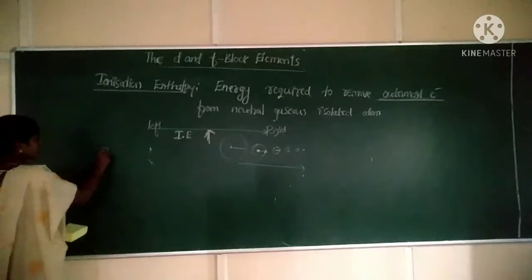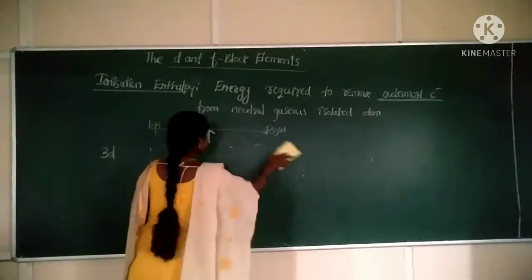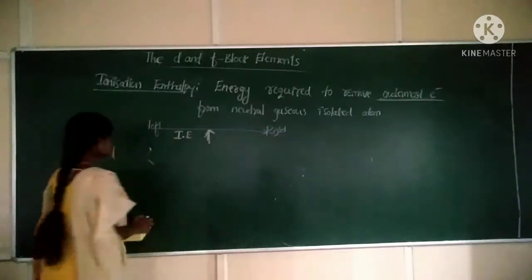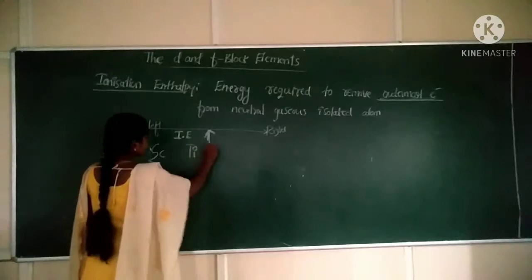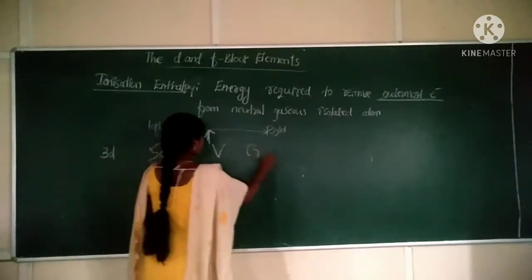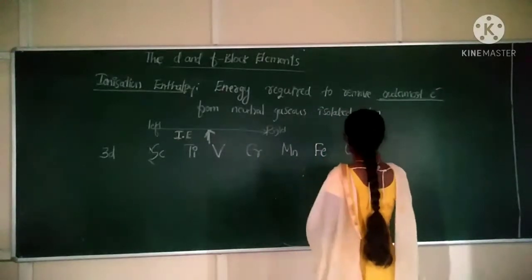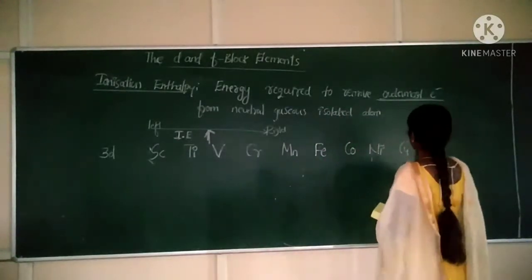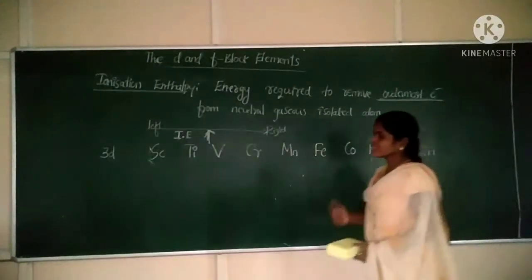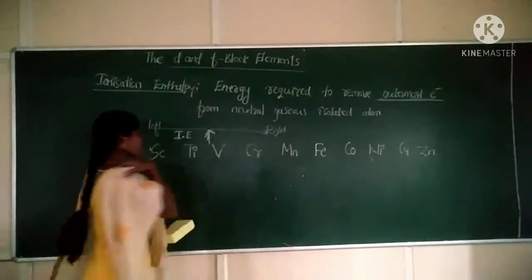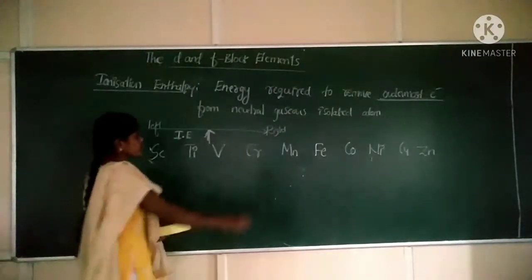So in the 3d series also, ionization enthalpy increases. What are the 3d series elements? Scandium, titanium, vanadium, chromium, manganese, iron, cobalt, nickel, copper, zinc. So these are the 3d series elements, correct? But in this 3d series, we observe some irregularities, some irregular variations.